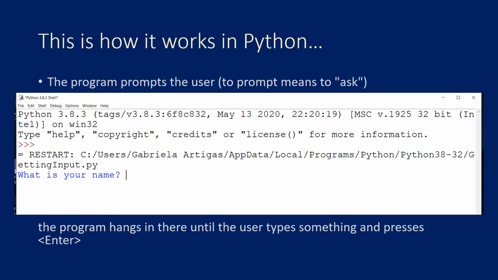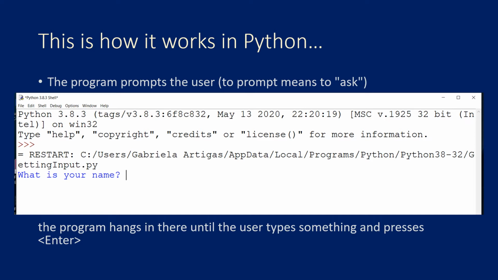Okay, so how do we do it in the language that we're learning this semester? We say that the program needs to prompt the user. So whenever we say prompt the user for such and such value, what we mean is that we want the program to ask the user for a certain value. So the program is going to show up on the screen and it's going to say something like, what is your name? Like we see on this Python screen. And the program will hang in there. It's not going to keep going until the user answers the question somehow and presses the enter key.